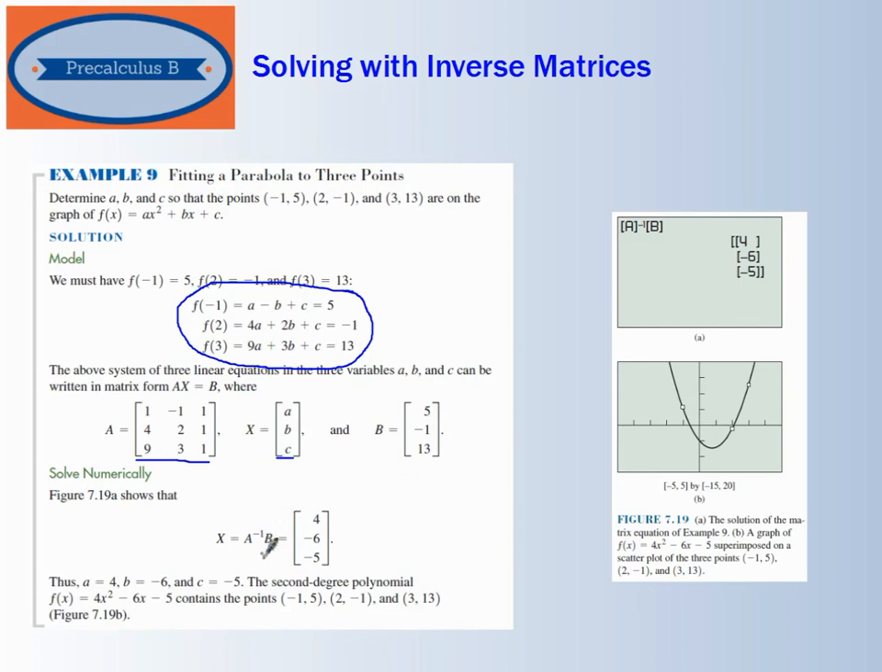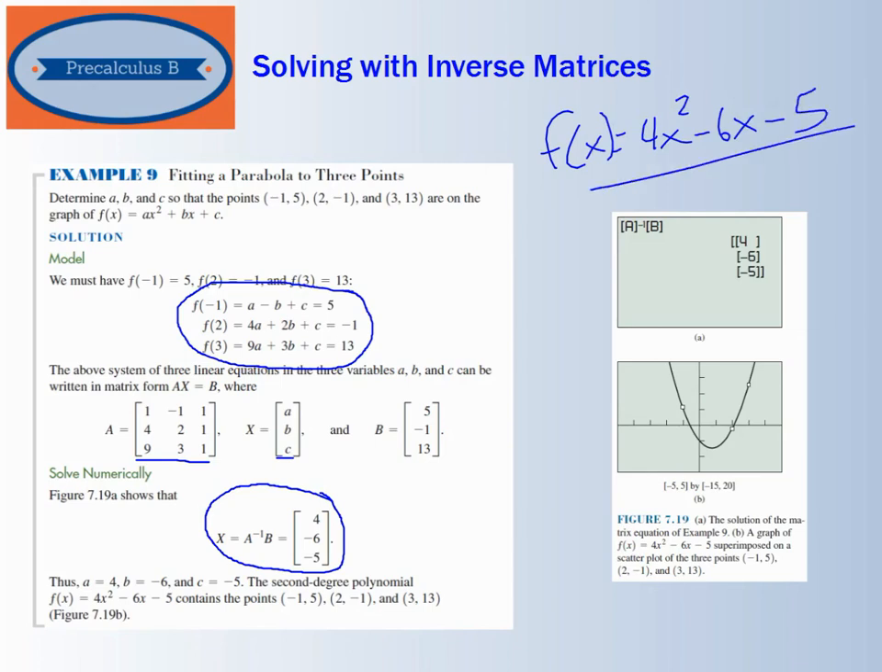So now when I do inverse of A times B, I get 4, negative 6, negative 5, which means those are going to be the coefficients of my polynomial. All right, so I could actually write out f of x equals 4x squared minus 6x minus 5, and I know that that polynomial will contain all 3 of those points. And if we were to graph it, that's what we would get here.